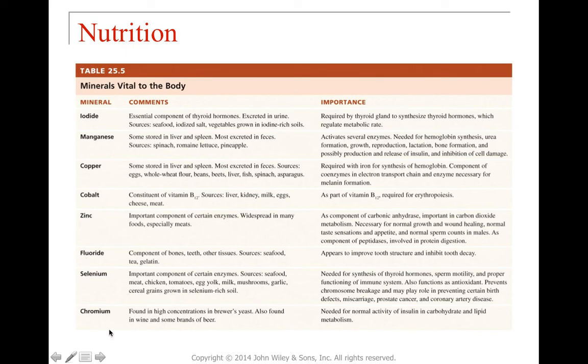Selenium is really important for sleeping, right? Does it say that up here? It doesn't, but it's important for thyroid hormones, sperm motility, and the immune system. It also functions as an antioxidant as well, and it's also been known to help play a role in preventing certain problems like birth defects, miscarriage, and coronary artery disease. Something called chromium is going to be responsible for regulating insulin in lipid and carbohydrate metabolism.